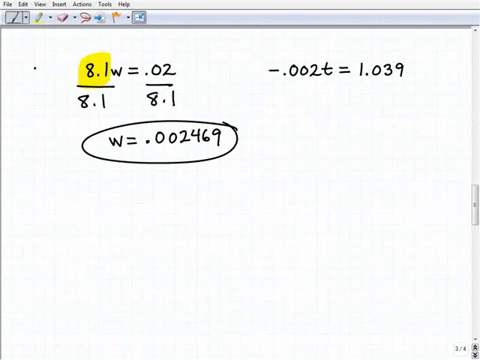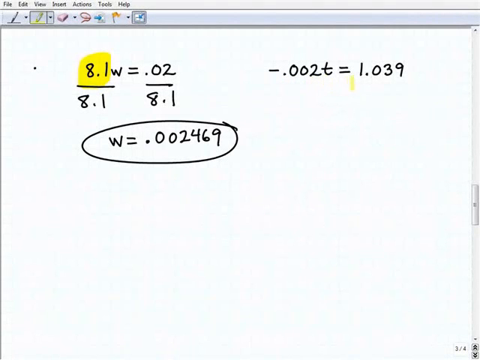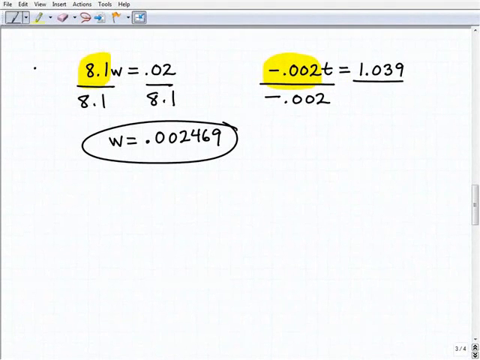Just because we're dealing with decimals, the principle is still the same. All right, our last problem, we have a negative 0.002t equals 1.039. So to get t by itself, I'm going to have to divide both sides of the equation by this negative 0.002. So let's go and write that out. Negative 0.002. Divide that by both sides of the equation.